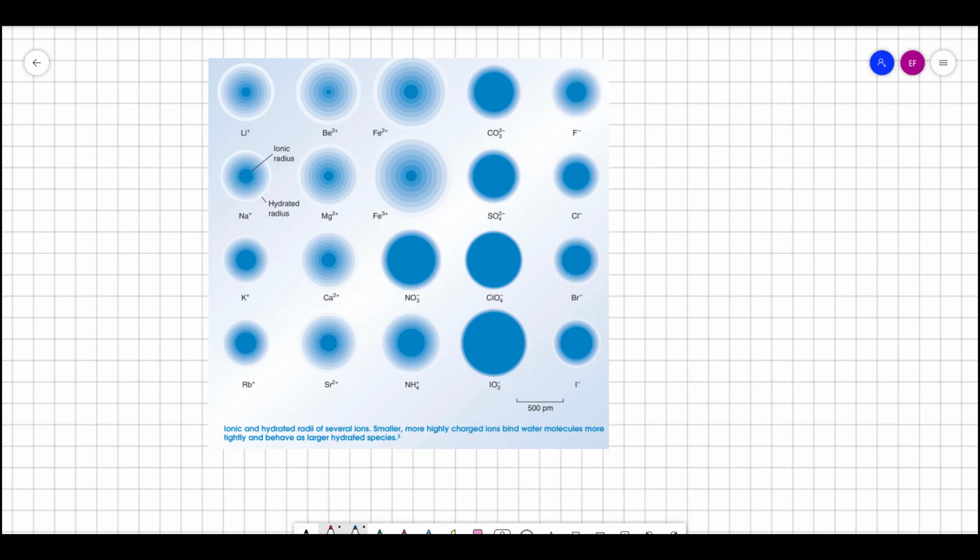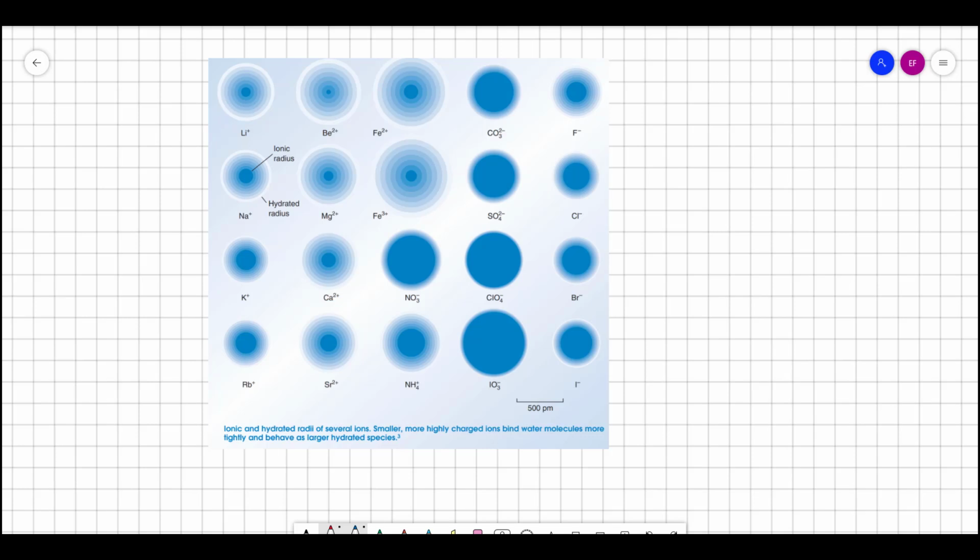So I grabbed this picture from your textbook, and it illustrates this concept, but with a little bit more nuance. The dark bold blue color represents the actual ionic radius of whatever that ion is, and the light blue rings that propagate away from that blue core are what we call the hydrated radius. The hydrated radius is exactly what you saw in the previous video. That's the shells of water molecules that affix themselves or stabilize that ion based on that ion-dipole interaction with water. And you can see some trends here.